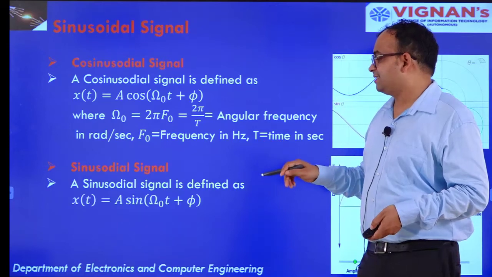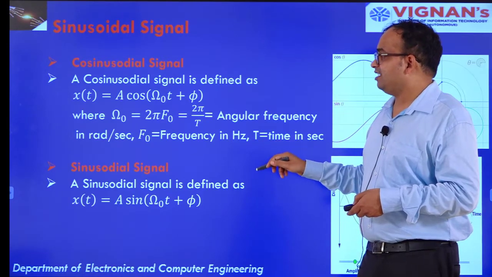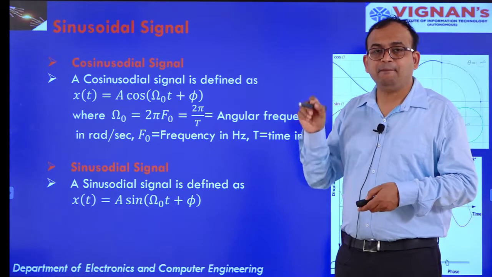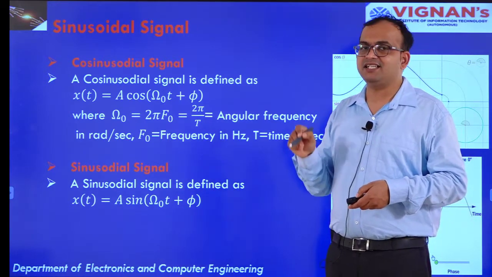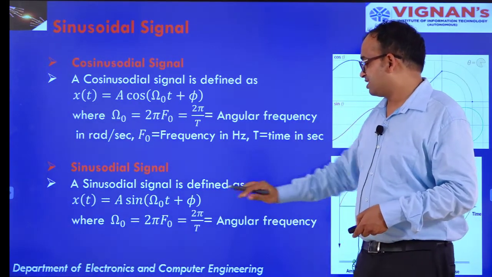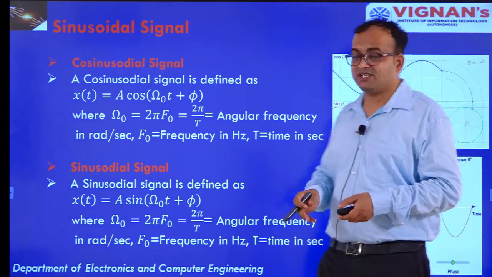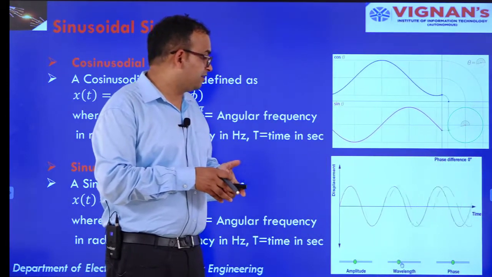The signal is defined as A sin omega 0 t. Only the difference is that some phase shift is there. The phase shift is 90 degrees, right? Another thing, the same notations madam has already discussed. This is what happens in the figure. We can find that.